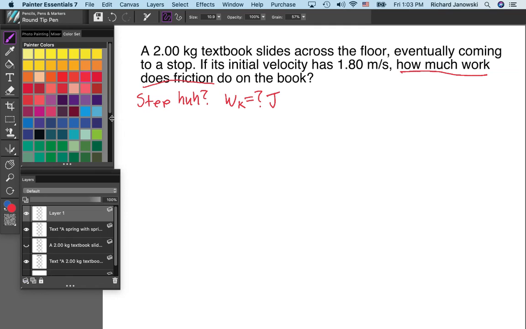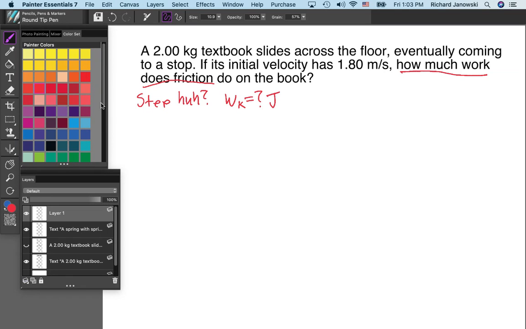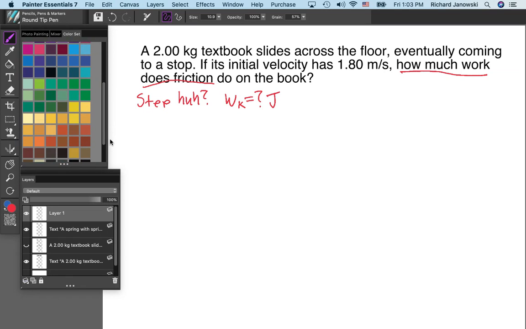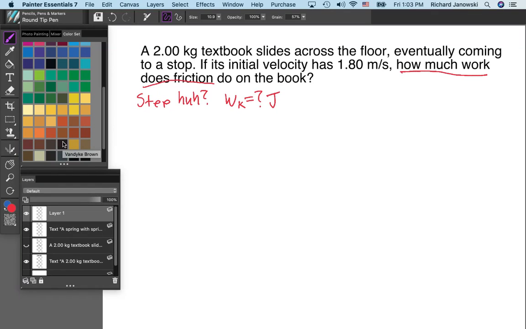Next, we want to make a sketch, which we'll use Van Dyke Brown for that. Why not? So yeah, all year long. It looks suspiciously like black to me. All year long, step 1 is make a sketch.